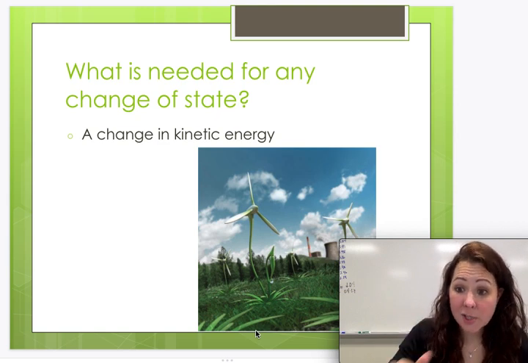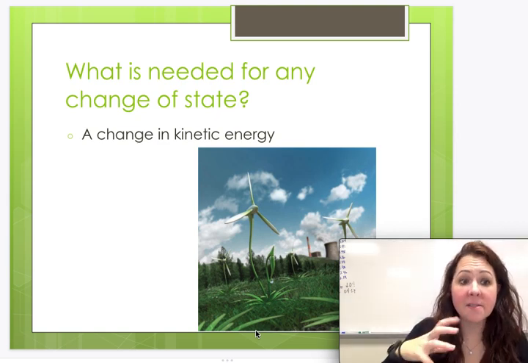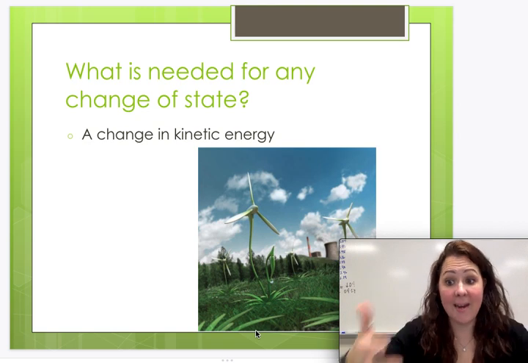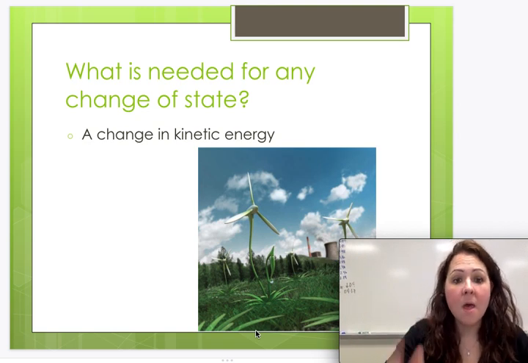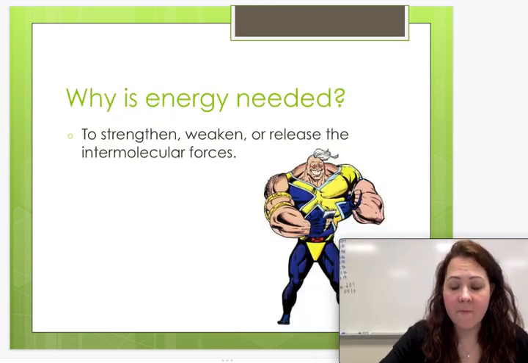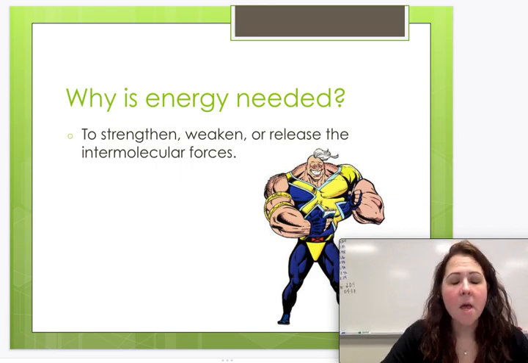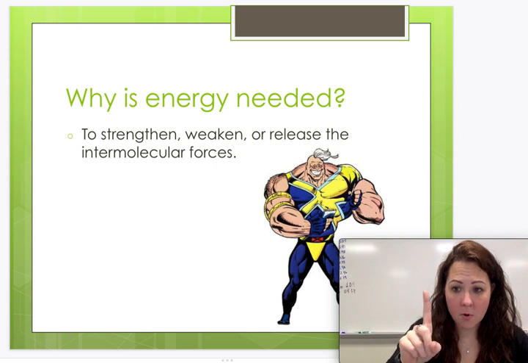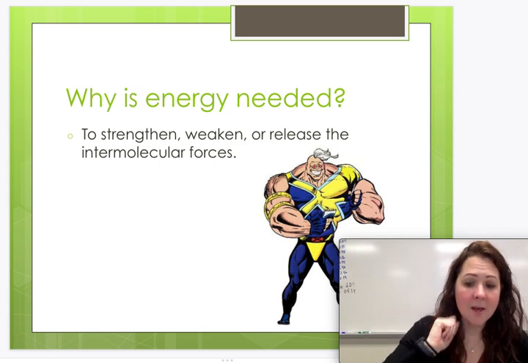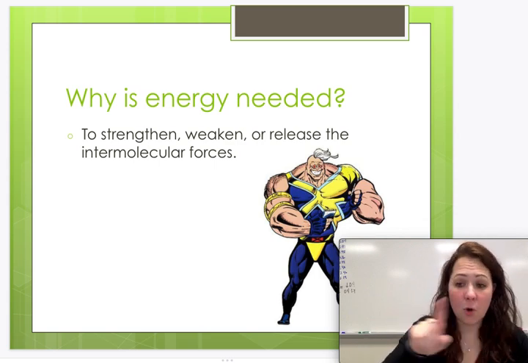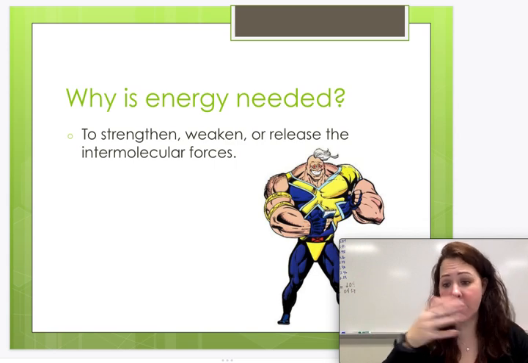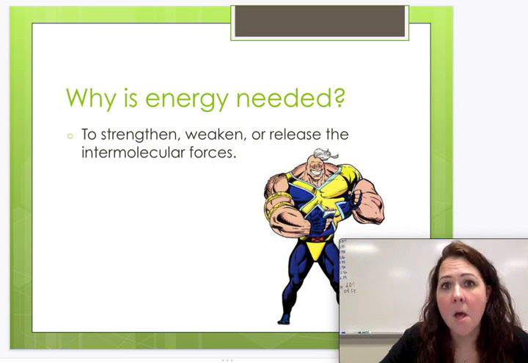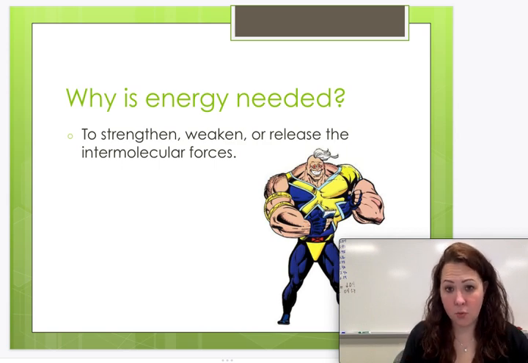How we change the amount of kinetic energy something has is by changing the temperature. We add heat or we take heat away. One thing to remember from 8th grade science is that you can only transfer energy from a warmer object to a cooler object. It doesn't go from cold to hot. It goes from hot to cold. We're going to talk a lot about that in our thermochemistry unit coming up in a few units.